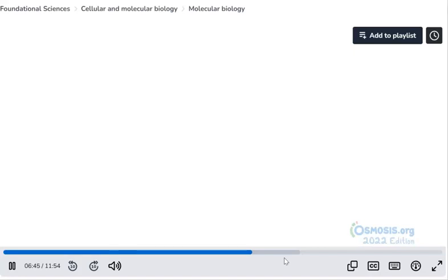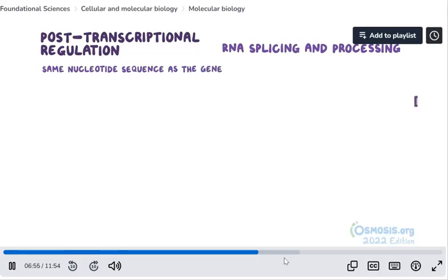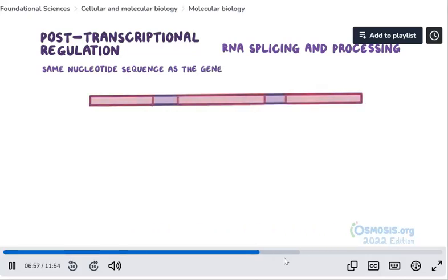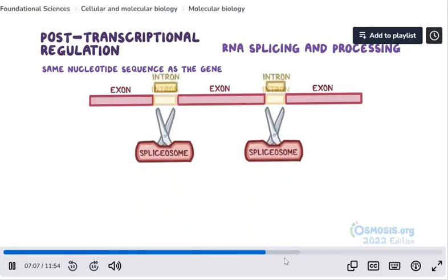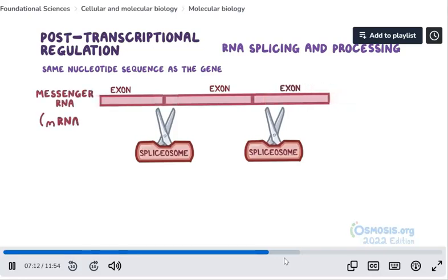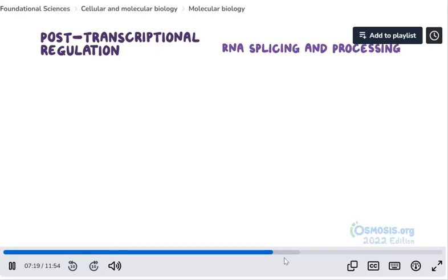Once the gene is transcribed, we move into post-transcriptional regulation, which includes RNA splicing and processing. The freshly made RNA has the exact same nucleotide sequence as the gene. However, genes are made up of both coding sequences, which are called exons, and non-coding sequences, which are called introns. So RNA has to be spliced, meaning a molecular protein complex called a spliceosome comes in and removes the introns from the RNA molecule, making messenger RNA, or mRNA, a much more efficient message. It's kind of like video editing, so you cut bits of the raw footage for a much cleaner final cut.